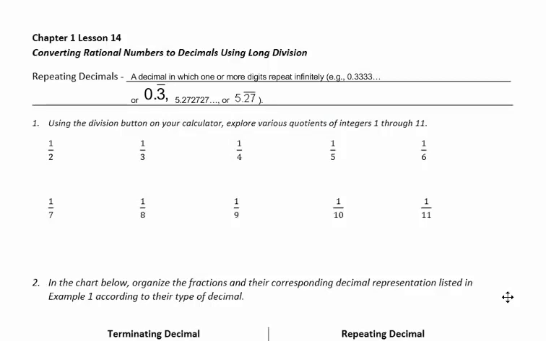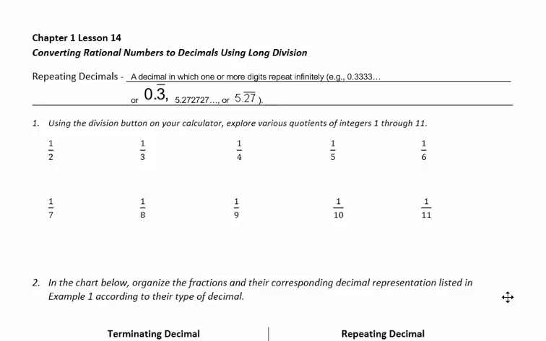Chapter 1, Lesson 14 is converting rational numbers to decimals using long division. We actually talked about that yesterday too a little bit. Today we're going to talk about some other kind of decimals that you can get. Repeating decimals. I'm sure you've heard of those before. It's a decimal in which one or more digits repeat infinitely.